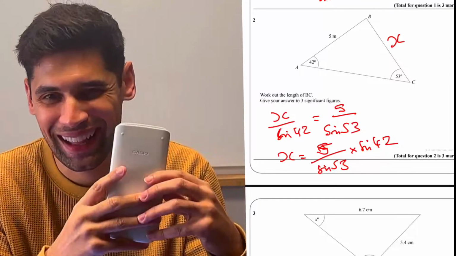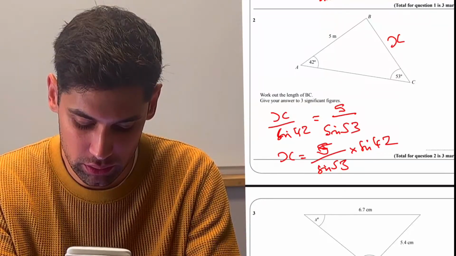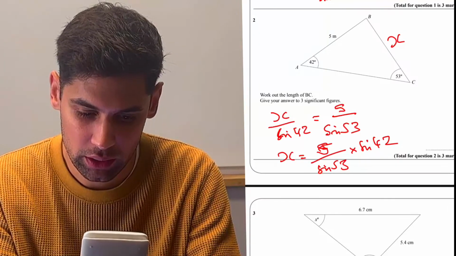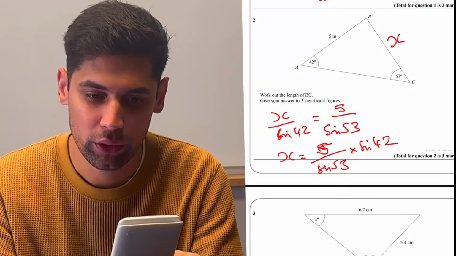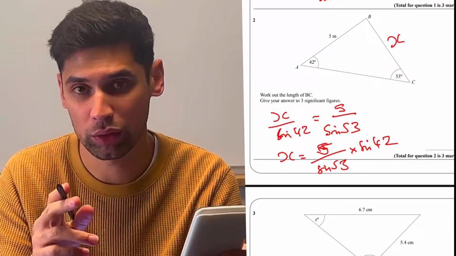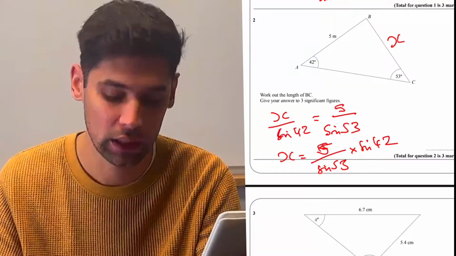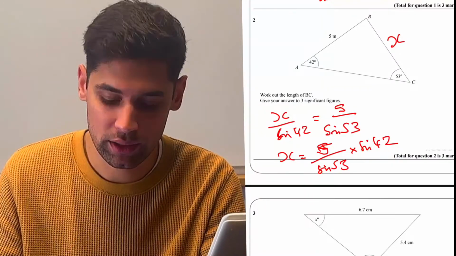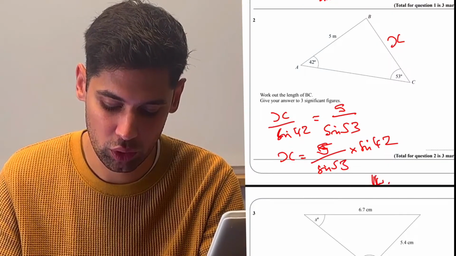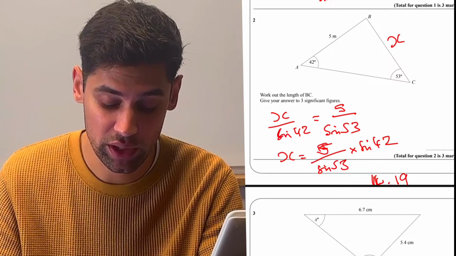Type into the old calculator. 5 over sine 53 multiplied by sine 42. Three significant figures, we should know how to round, right? If you don't know how to round, check out my videos on rounding. The answer is going to be 4.19 to 3 sig figs.